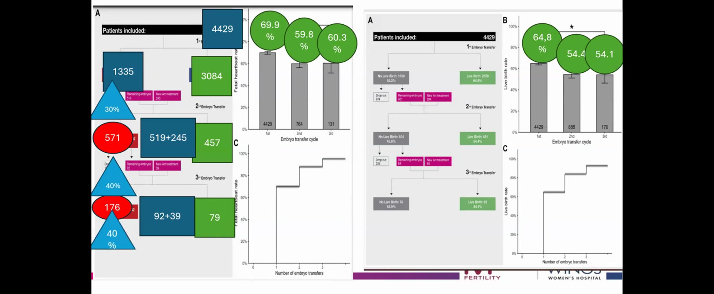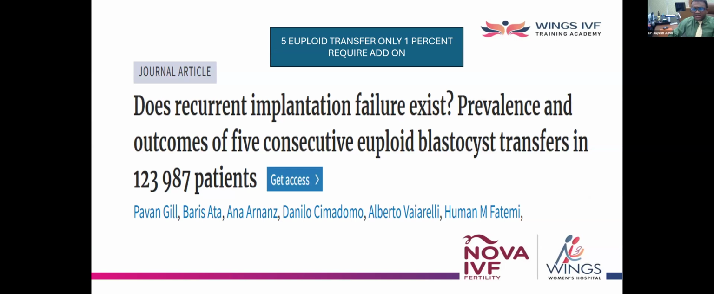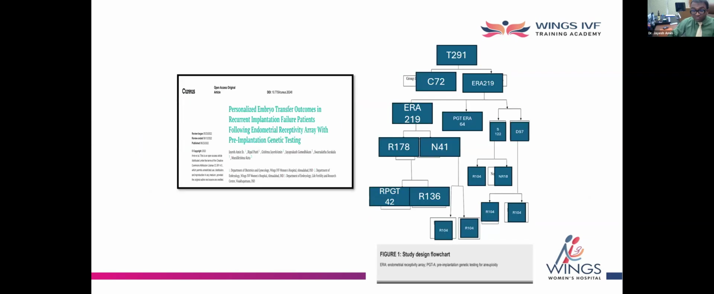What it includes is that if you add the dropout rates, the live birth rate is around 92% and the clinical pregnancy rate is around 95%. Then there is one more study which was published: if you transfer a single genetically euploid embryo up to 5 times, the clinical pregnancy rate will reach 99%. And what it says is that the endometrium is responsible for only 1%, or at most 5%.